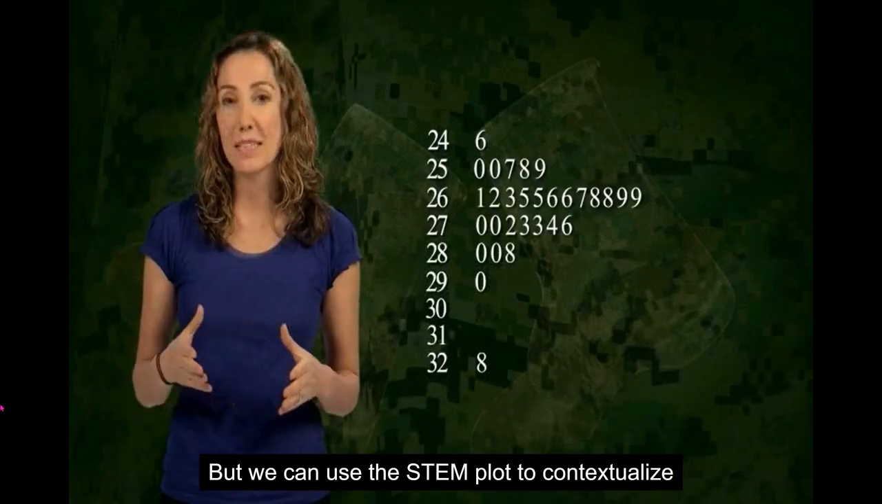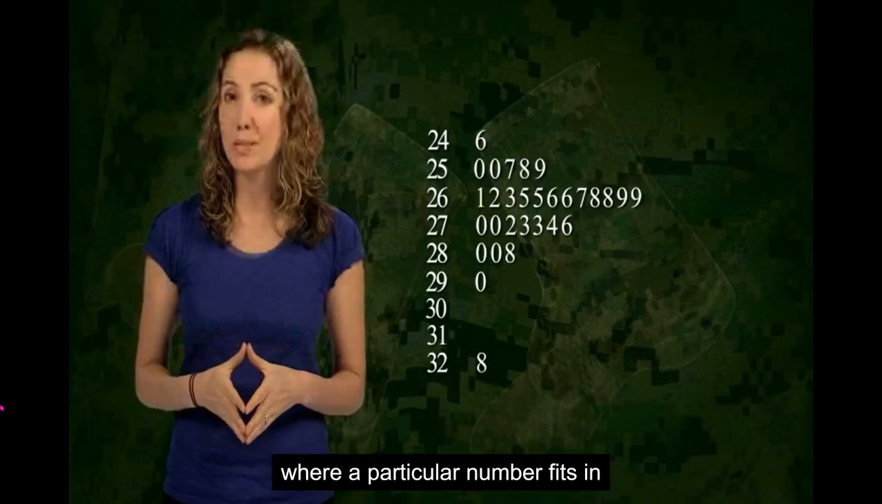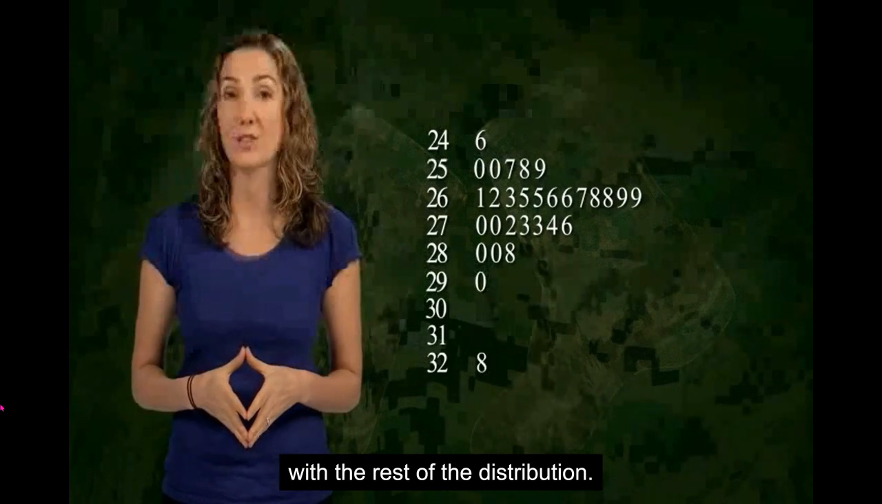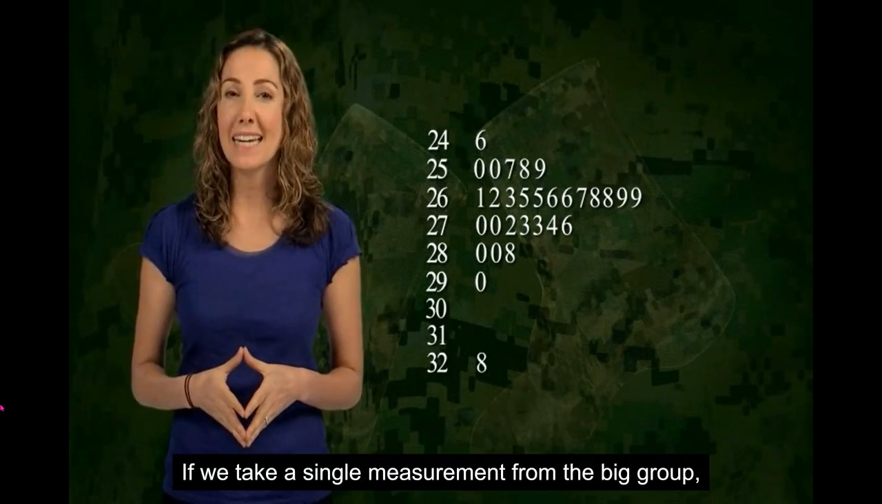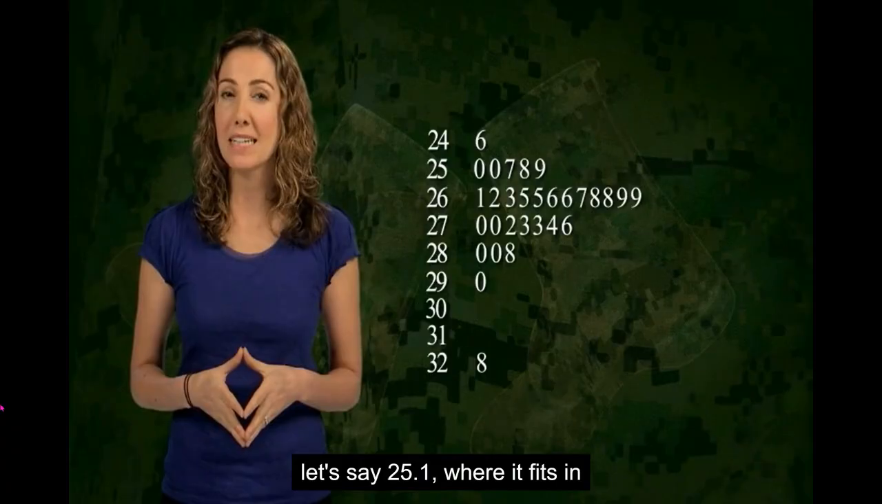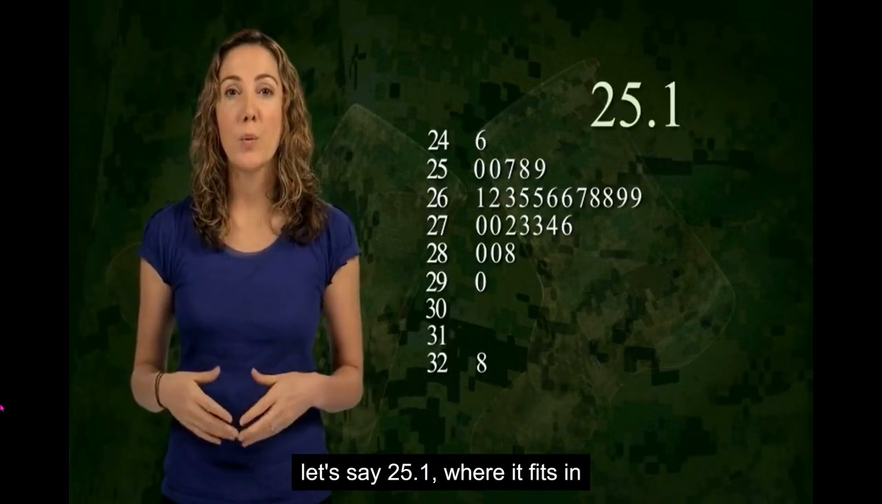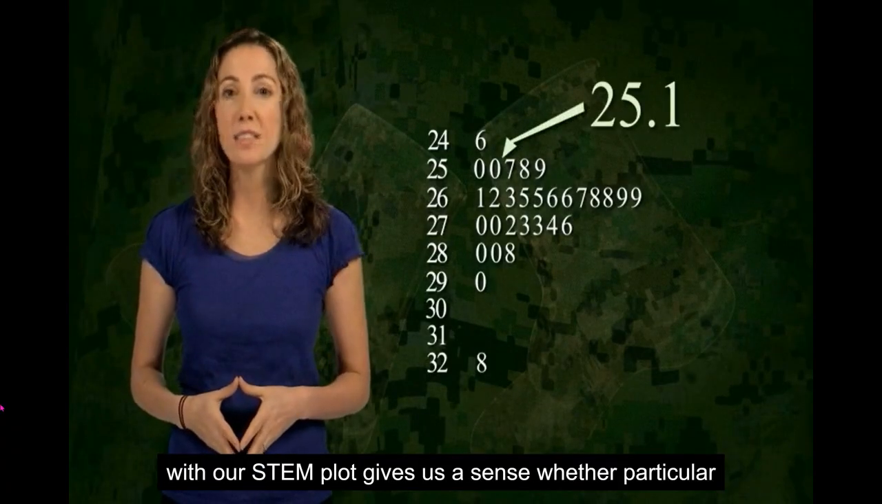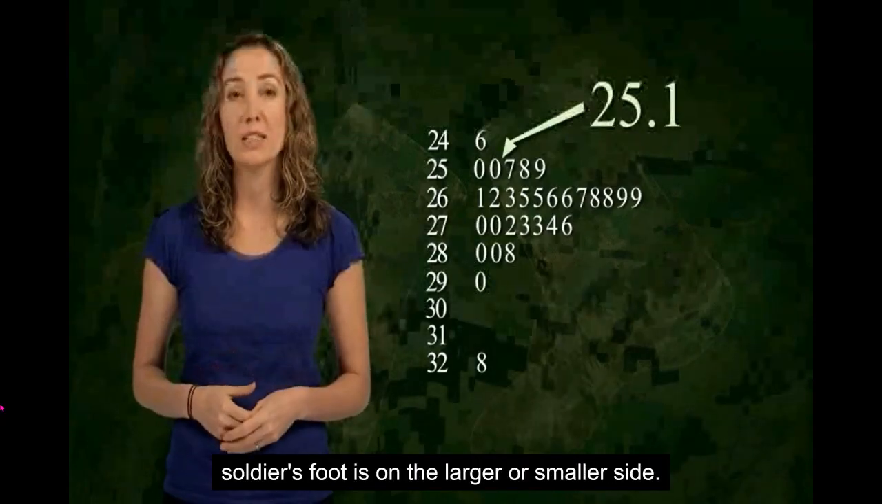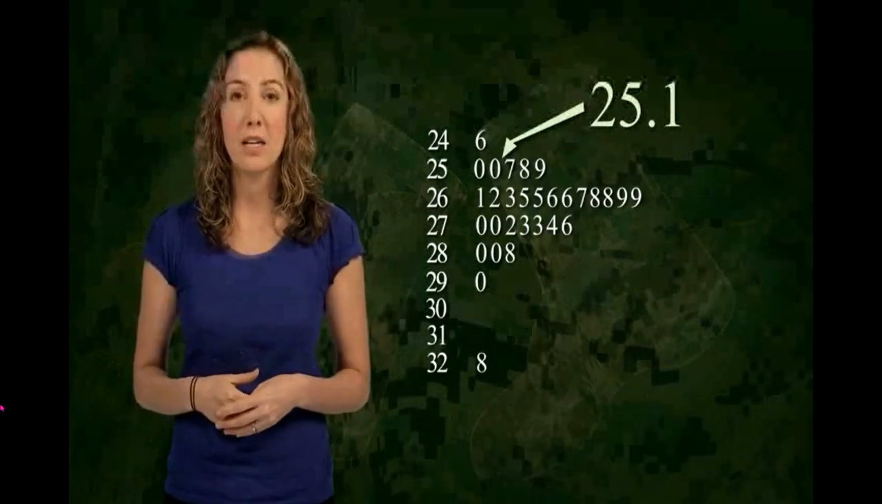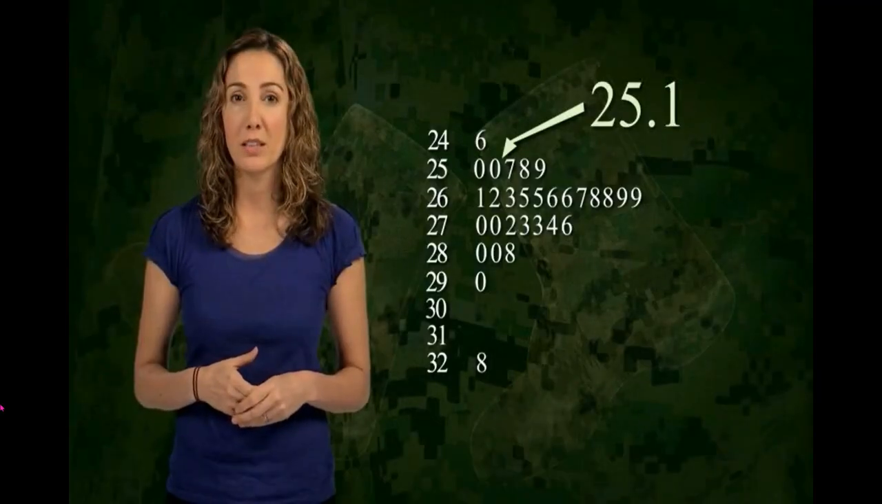But we can use the stem plot to contextualize where a particular number fits in with the rest of the distribution. If we take a single measurement from the big group, let's say 25.1, where it fits in with our stem plot gives us a sense whether a particular soldier's foot is on the larger or smaller side, something that would be harder to determine just looking at the raw numbers.